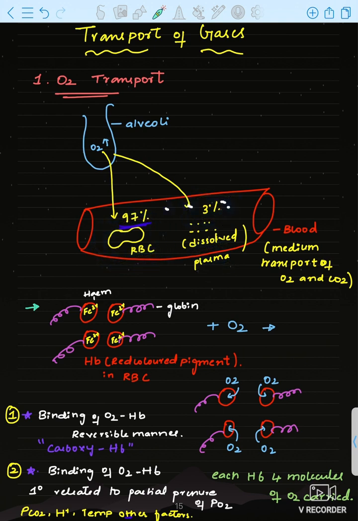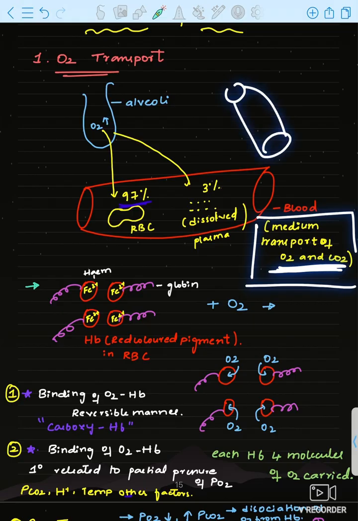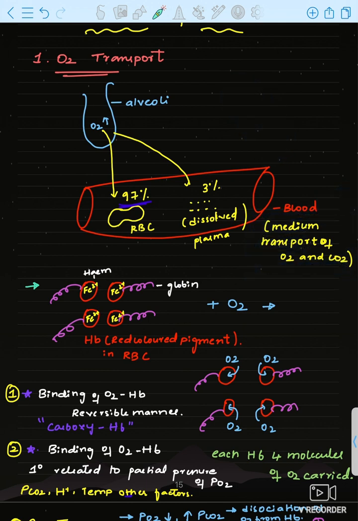In the blood vessels, plasma will be there. In plasma, RBCs will be there. 3% of O2 will be randomly dissolved in the plasma, and 97% will be in the RBC. You have to remember that transport of O2 and CO2 occurs through the blood vessels only. In blood vessels, blood is the medium. Blood is the medium for transport of O2 and CO2.